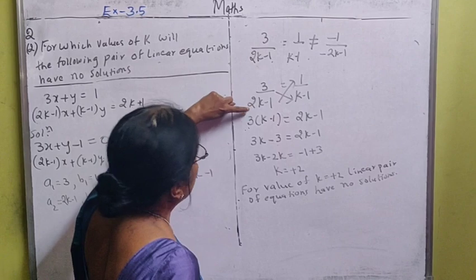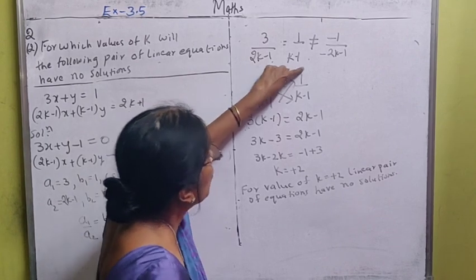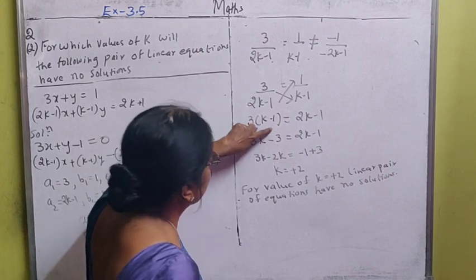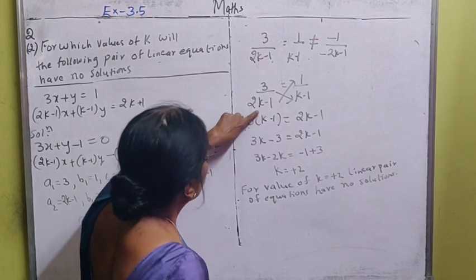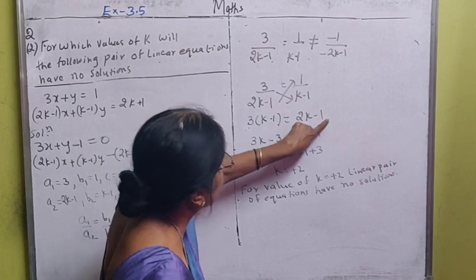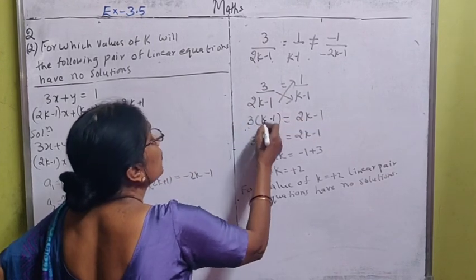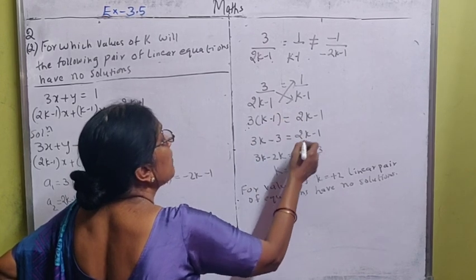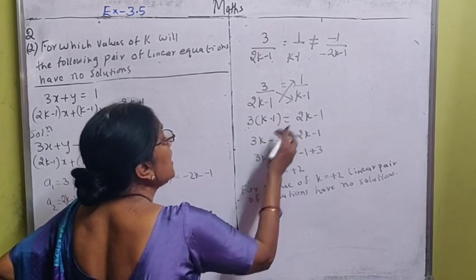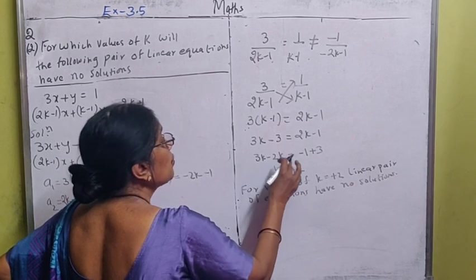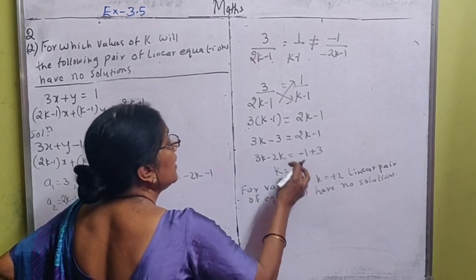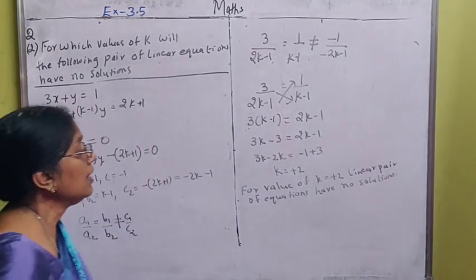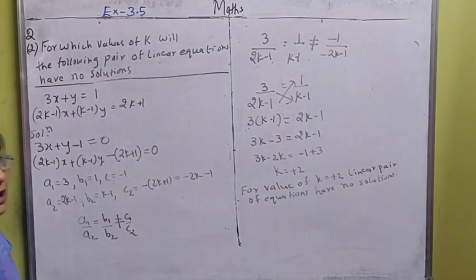So 3 divided by 2k minus 1 is equal to 1 divided by k minus 1, cross multiply 3 in the bracket k minus 1 is equal to 2k minus 1 into 1 is 2k minus 1. Remove from the bracket, 3 into k is 3k minus, and remains, that is 3 ones are 3 is equal to 2k minus 1. Bring 2k this side, take 3 that side. So 3k minus 2k is equal to minus 1 plus 3. So k is equal to plus 2. So for the value of k is equal to plus 2, the linear pair of equations have no solution.